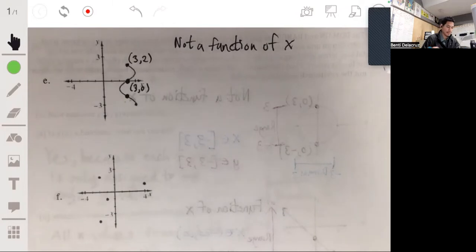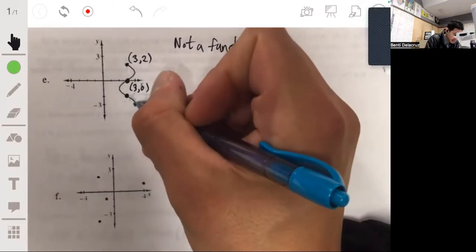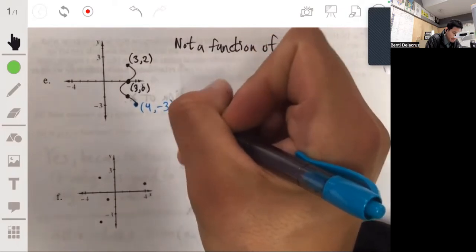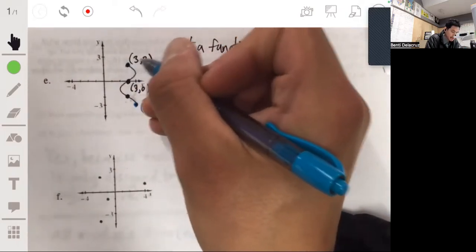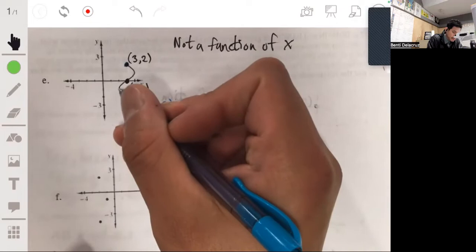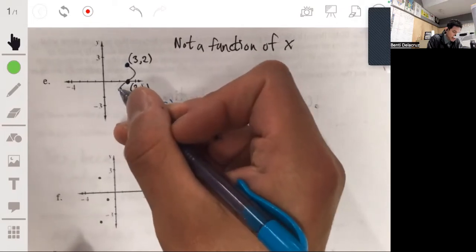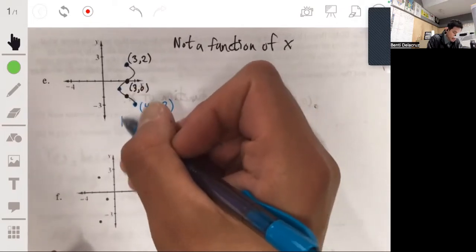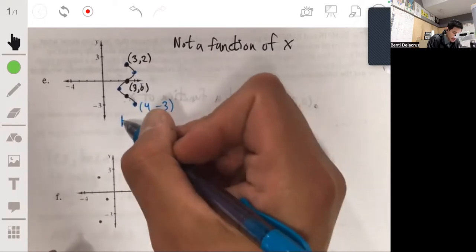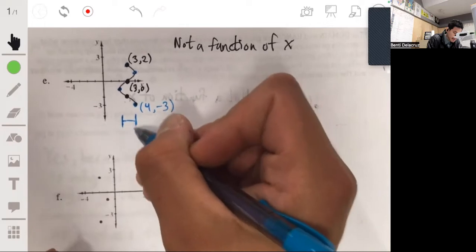Now let's figure out the domain. So let's actually highlight the coordinates at this point down here. That would be at 4, -3. And this point we already have at 3, 2. So remember, the domain is a set of x values. So again, side to side. So the farthest to the left occurs here, and the farthest to the right occurs here and here, it seems. So we go from there to there, essentially. That's our domain.